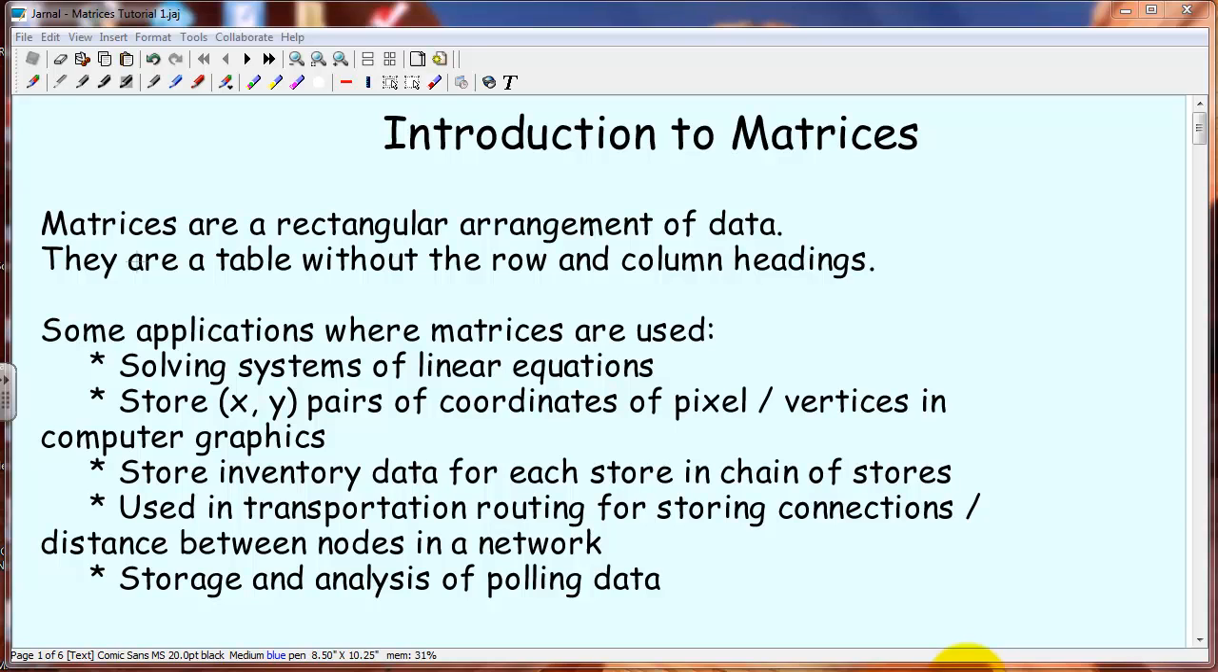Matrices are a rectangular arrangement of data, or another way to think of it, it's a table of data, but we strip off our row and column headings. Some of the applications that matrices can be used for: the first one here we'll be using in our class in a couple days. We can use matrices to solve systems of linear equations.